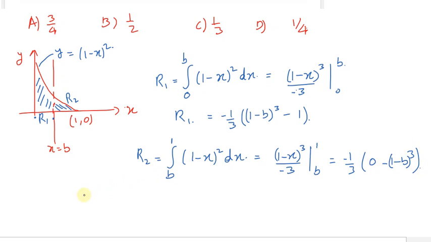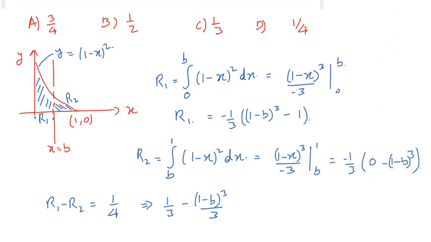Now it's given to me that the R1 minus R2 value is equal to 1 by 4. Using this expression I will be writing it as 1 by 3 minus 1 minus b whole cube by 3. So this is the R1 value and this one will be simply coming out as 1 by 3 into 1 minus b cube. So here it will be coming out as minus 1 by 3 minus 1 by 3 into 1 minus b whole cube. So this value happens to be 1 by 4.